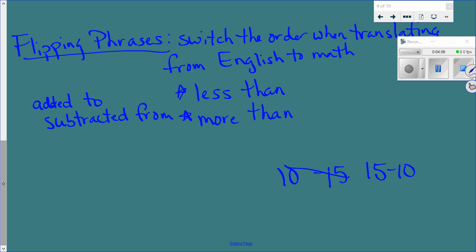You switched it to 15 minus 10, because when I say a phrase like less than, you have to switch the order of the numbers. Same thing with subtracted from, added to, more than. When you see those phrases in English, it's actually telling you you need to reverse the order of the numbers as they were presented to you.